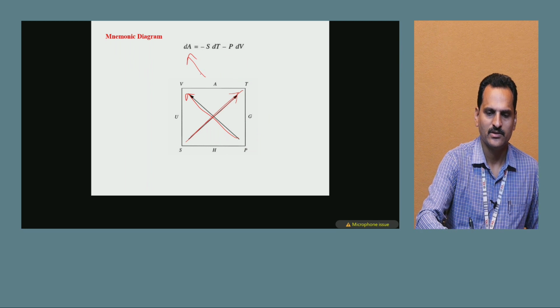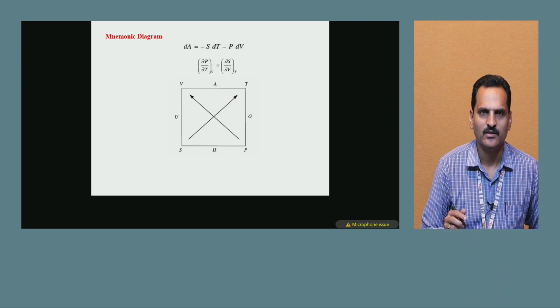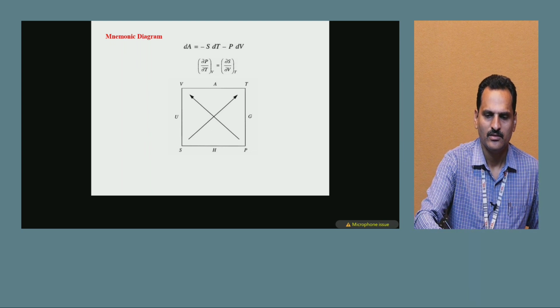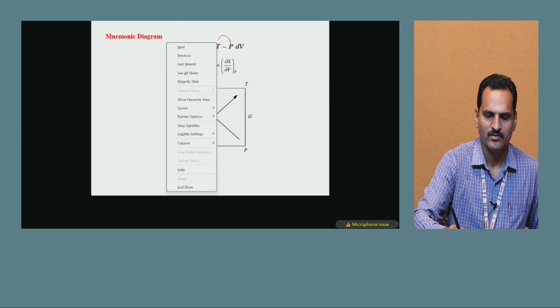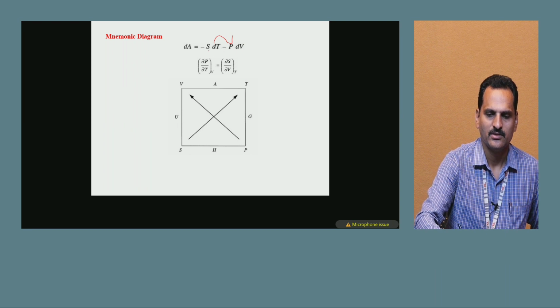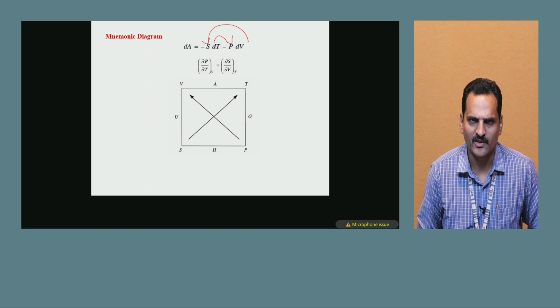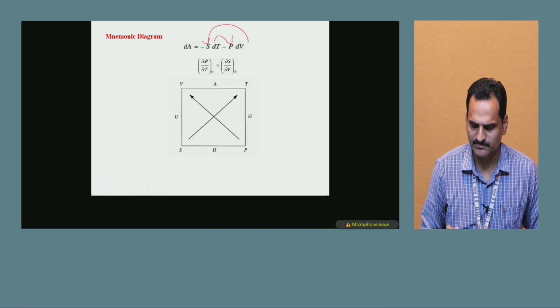Okay, so let's write down the Maxwell equation for this one. Dou P by dou T is equal to dou S by dou V. This is the first Maxwell equation, for Helmholtz free energy.